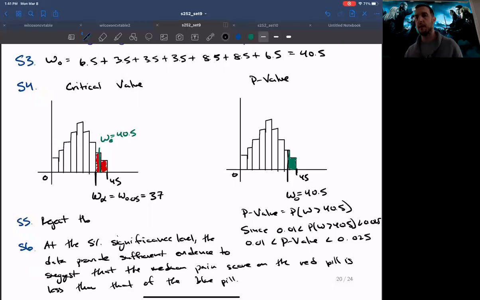All right. And now we have an example of how to run the signed rank test for paired data, which is good. Okay. Any questions?